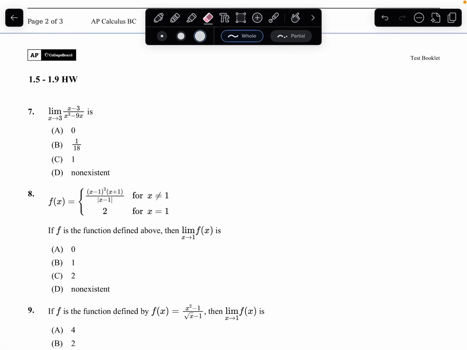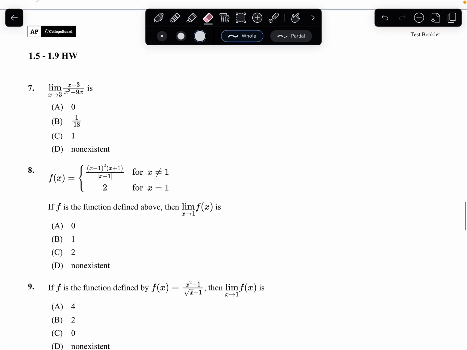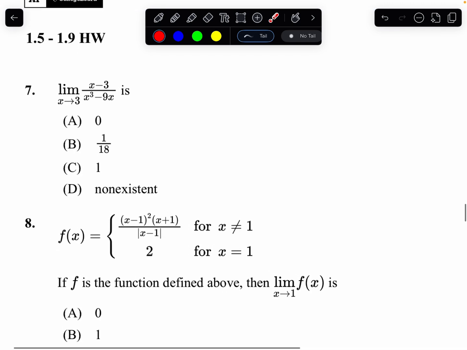All right, for 7, evaluating this one, I can already tell that plugging in 3 is going to be a problem. If I plug in 3 here, that becomes 0. If I plug in 3 here, that becomes 27. This also becomes 27, so that also becomes 0. And so we're going to evaluate this by manipulating first.